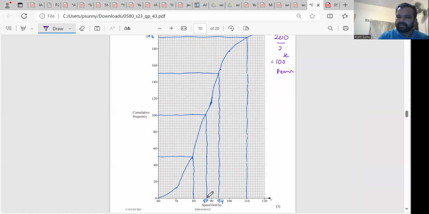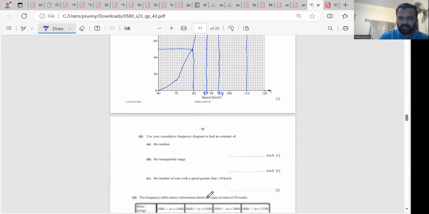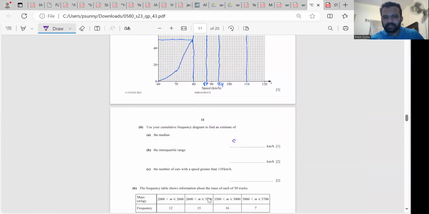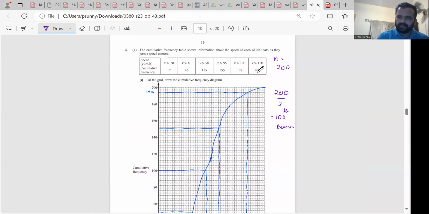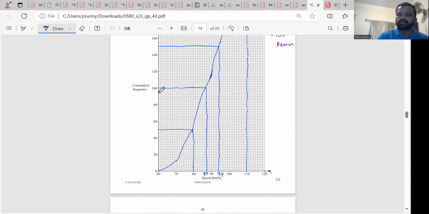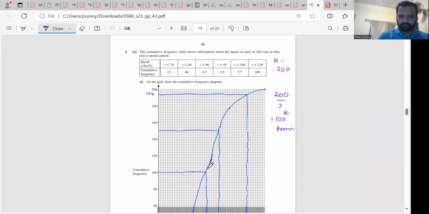Where it connects to the x-axis is 87. So the median for us is 87. Simple as that. In a cumulative frequency diagram, check the last value, that is 200. You take n as 200. Median is the middle term, 200 by 2, that is the 100th term. On the diagram, go to 100, draw the horizontal line until it touches the curve, and then draw a vertical line until it touches the x-axis, that is 87.